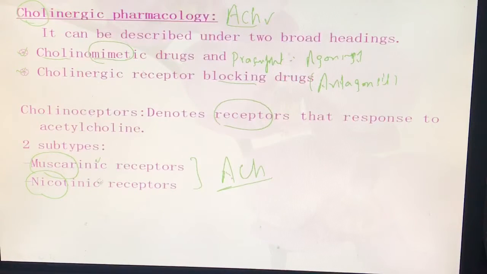Nicotinic receptors give more response to nicotine as compared to acetylcholine. Muscarine is a chemical that comes from a mushroom, and that's why the receptor is named muscarinic receptor. The mushroom chemical gives more response as compared to acetylcholine. So these are the two groups of receptors. Later we will see this in the next slide.